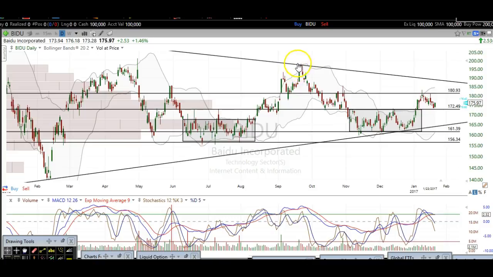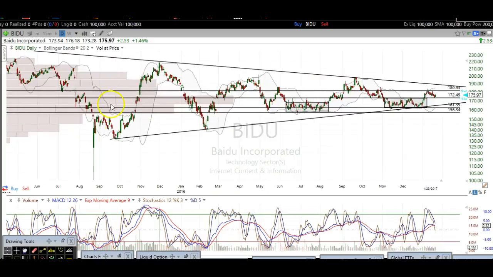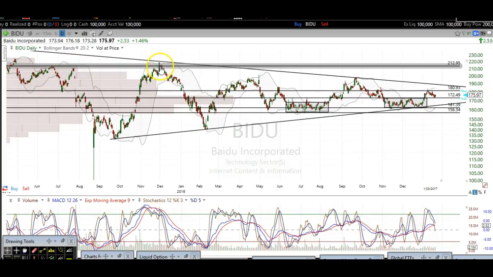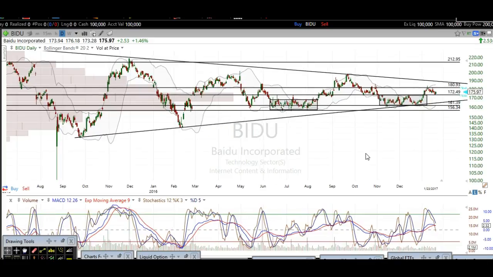More than likely we're going to break these highs up here right around 195, $200. The next major resistance I see on Baidu is up here near about 213. You can see it got rejected there, and right there. We've got earnings coming up about exactly 1 month from now, so that's something that you need to be aware of. I definitely think that this chart has explosive potential.